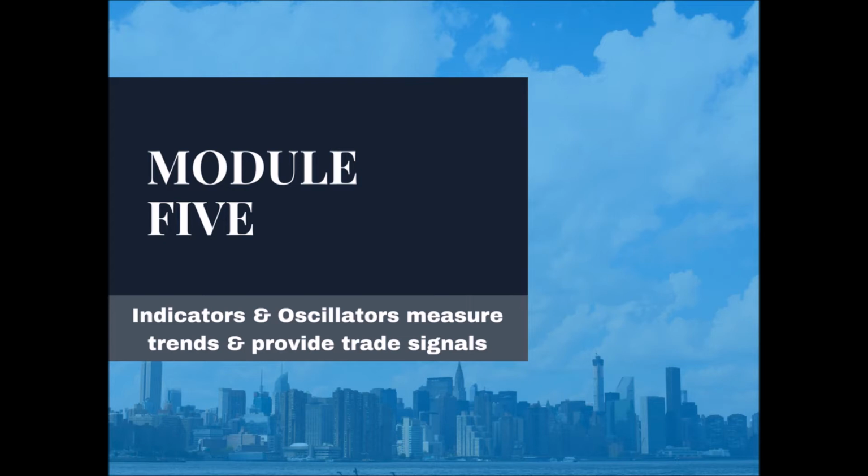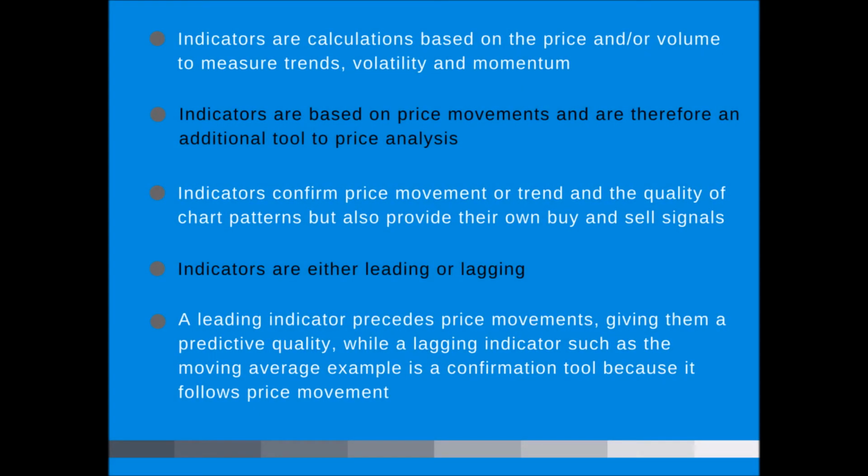Module 5. Indicators and oscillators measure trends and provide trade signals. Indicators are calculations based on the price and/or the volume to measure trends, volatility and momentum. Indicators are based on price movements and therefore an additional tool to price analysis. Indicators confirm price movement or trend and the quality of chart patterns, but also provide their own buy and sell signals.